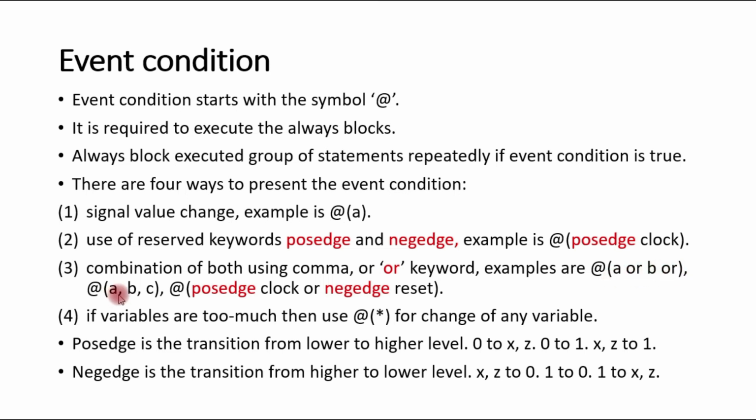We can use a comma like that, a comma b comma c, if there are three variables, or we can use @ posedge clock or negedge reset. It means when there is any change in positive edge clock or negative edge reset, then the statement is executed. Fourth way is when there are a number of variables and all variables are affecting the sequential statements, then we simply use @ and star.